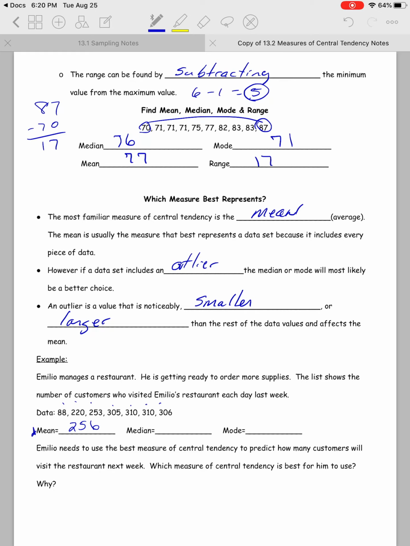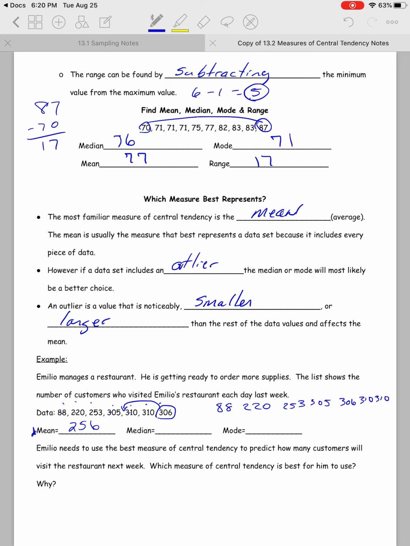Now let's find the median or the middle. Can we do that the way this is set up? We can't, and here's a reason why. This 306 is over here. It needs to be in numerical order, and it has to be here. So, 88, 220, 253, 305, 306, 310, and 310.